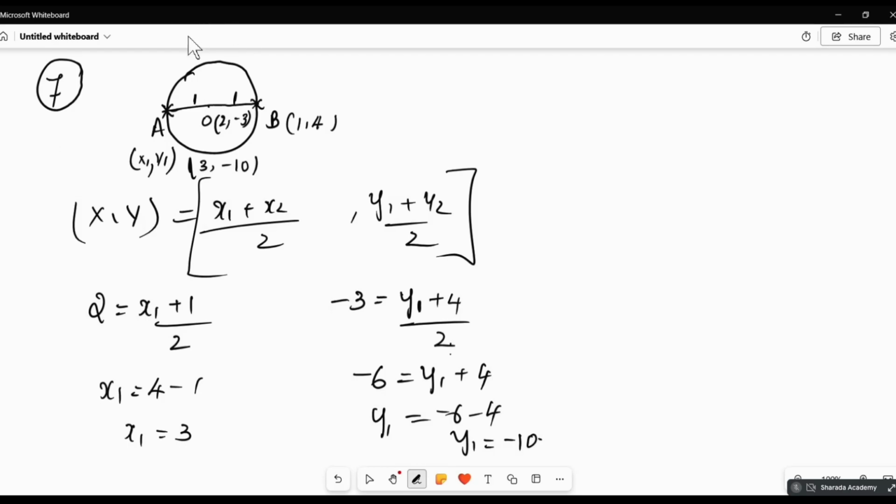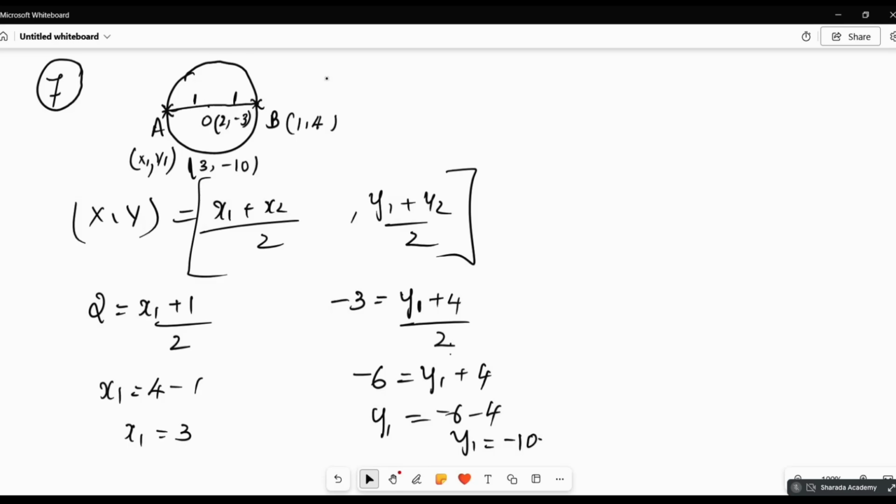Minus 10. Okay. So there are only 2 formulas. One is the distance formula, then the section formula. In the section formula, for the midpoint, m1 and m2 will be equal to 1. Then it will directly become (x1 plus x2) by 2, (y1 plus y2) by 2.